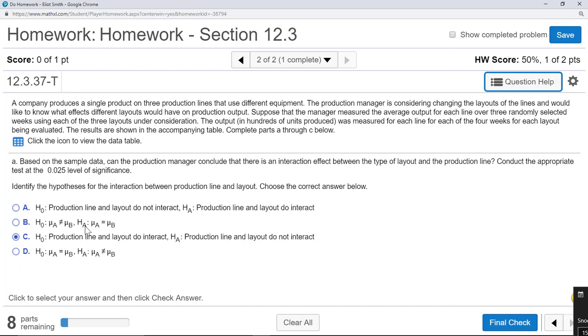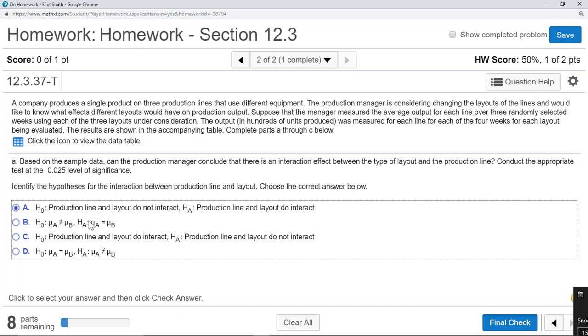Alright, so a company produces a single product on 3 production lines that use different equipment. The production manager is considering changing the layouts of the lines and would like to know what effects different layouts would have on production output. Suppose that the manager measured the average output for each line over 3 randomly selected weeks using each of the 3 layouts under consideration. The output in hundreds of units produced was measured for each of the lines, for each of the 4 weeks for each layout being evaluated. The results were shown in the accompanying table. Complete parts A through C below.